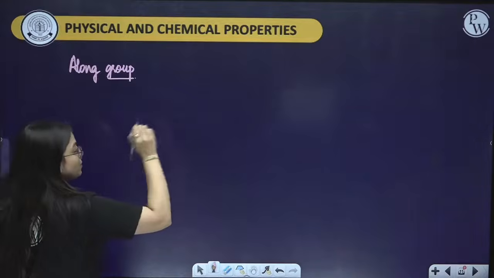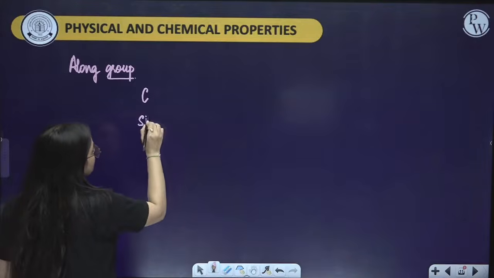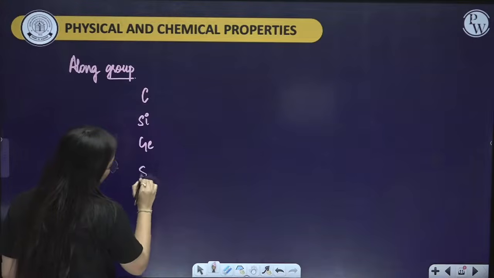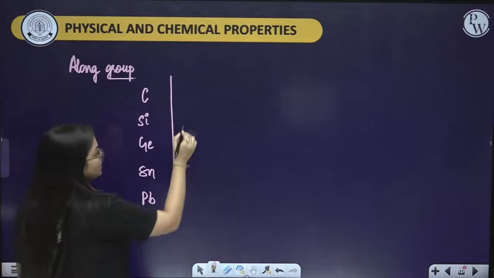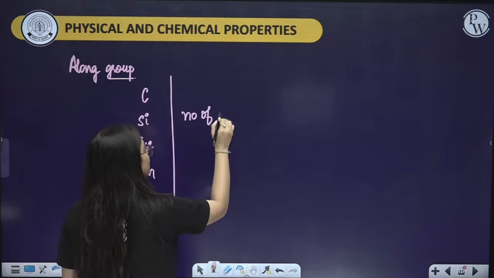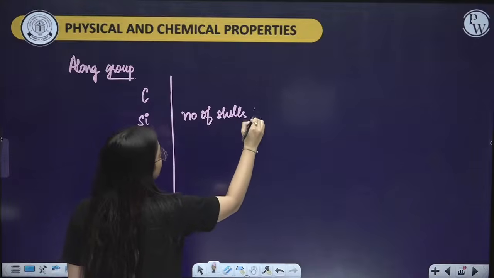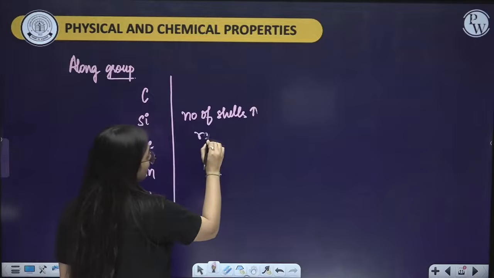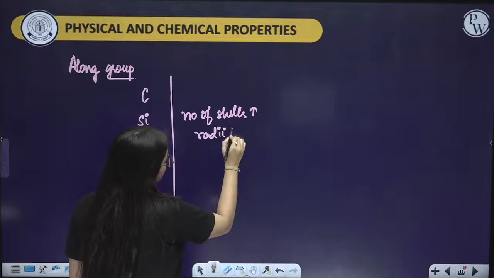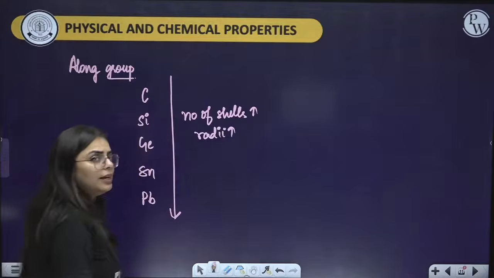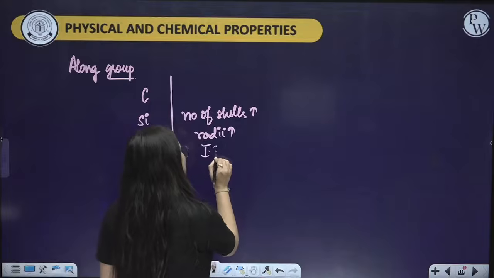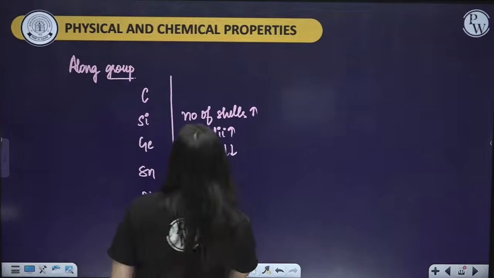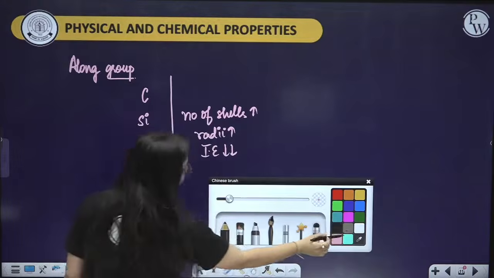Now, students, when I'm talking about a longer group, it is carbon, silicon, germanium, then we have tin, and then we have lead. See, from top to bottom, it's very simple, ma'am, that the number of shells is increasing. That means the radii or the size is also increasing. Ma'am, if it is increasing, ionization energy will decrease. So, students, if it will decrease, what is going to be the trend?